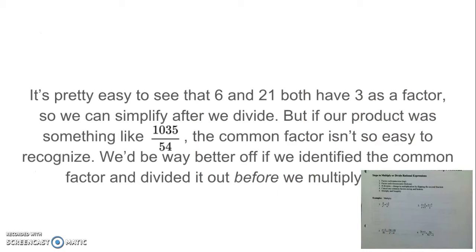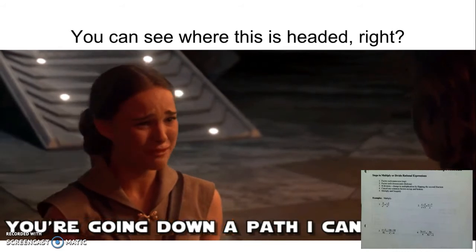And so when we multiply that out and we get 6/21, even if we didn't divide out those 3's, it's pretty easy to see that 6 and 21 both have 3 as a factor. And so we could simplify that after we divide. But if the product was something like 1,035/54, which has common factors, well, those common factors aren't so easy to see. And if that was the case, we'd probably be way better off if we took out the common factor and divided it out before we multiplied those two fractions. I think we can agree on that.